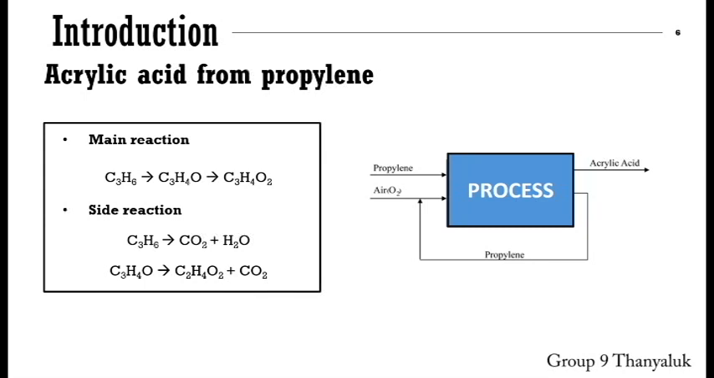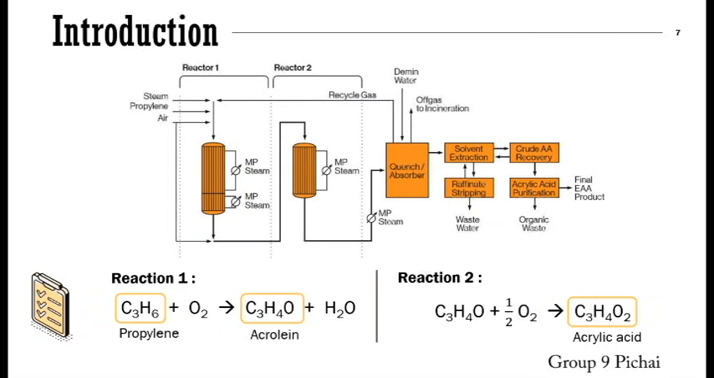The usual mechanism utilizes a two-step process in which propylene is first oxidized to acrolein and then further oxidized to acrylic acid, where acrolein is a fast-acting intermediate. The main reaction and typical side reaction are shown here. To produce acrylic acid from propylene, we normally use two oxidation reactions in two reactors. The first reactor is the oxidation of propylene to acrolein as an intermediate, and the second reactor is the oxidation of acrolein to acrylic acid. But in our process, we use a single reactor model to analyze the response of both reactors.